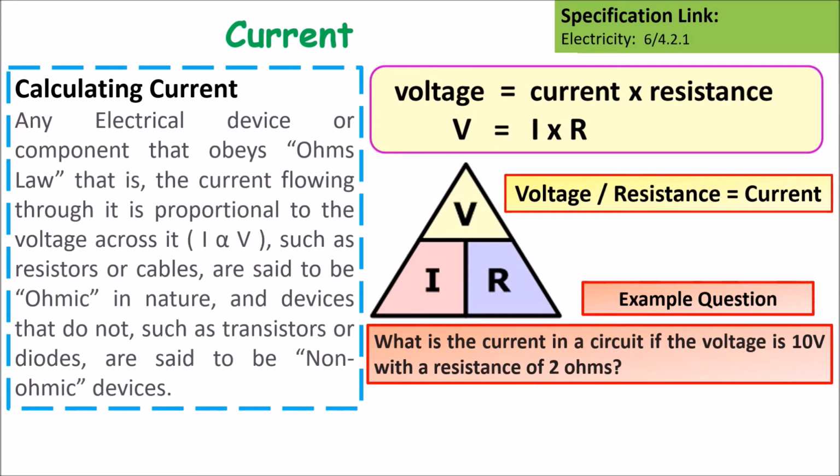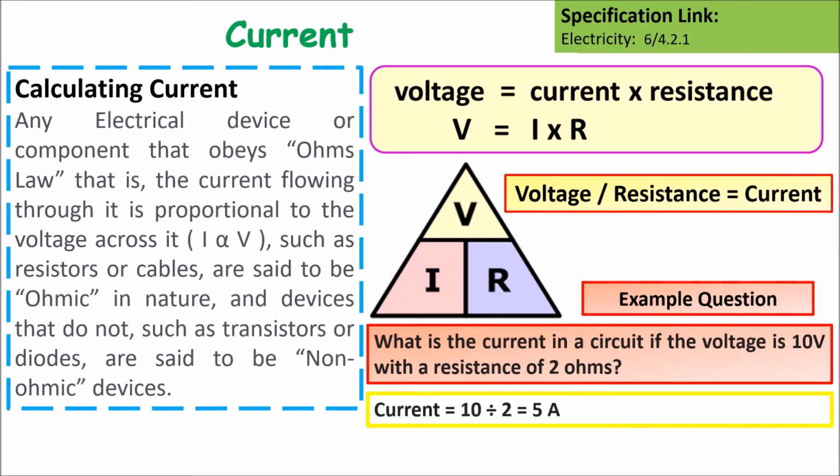Our third equation where we can involve current would be the resistance equation, which rearranged to voltage divided by resistance would give you the current. So if we had a question that went something like, what is the current in a circuit if the voltage is 10 volts with a resistance of 2 ohms? It'd just be 10 divided by 2. So the current would be 5 amps.